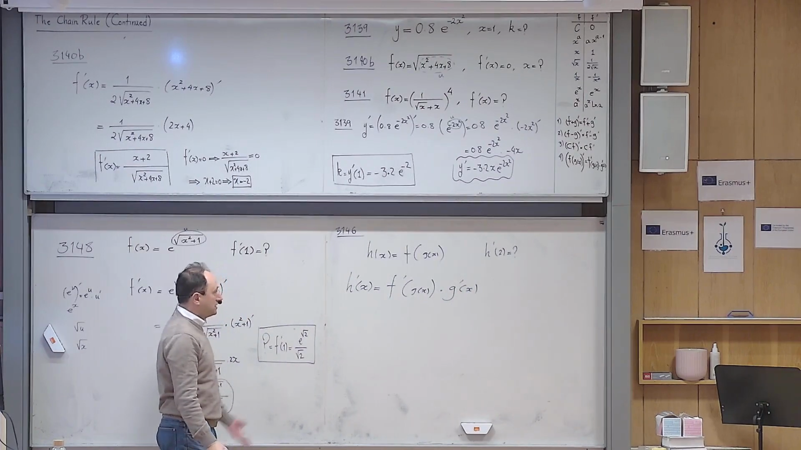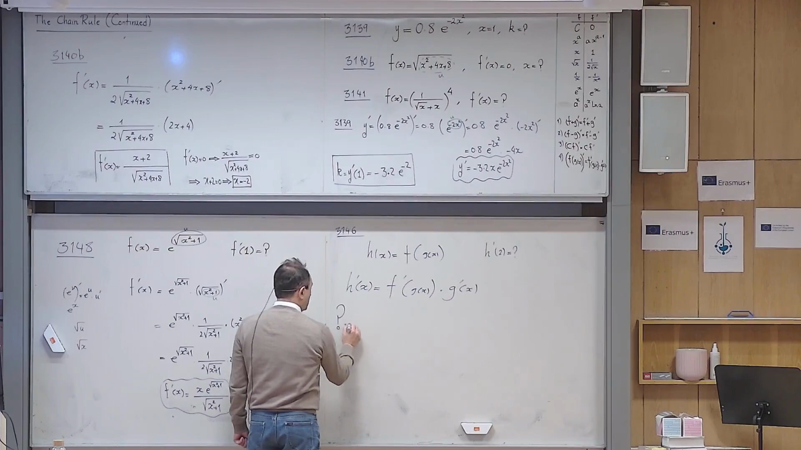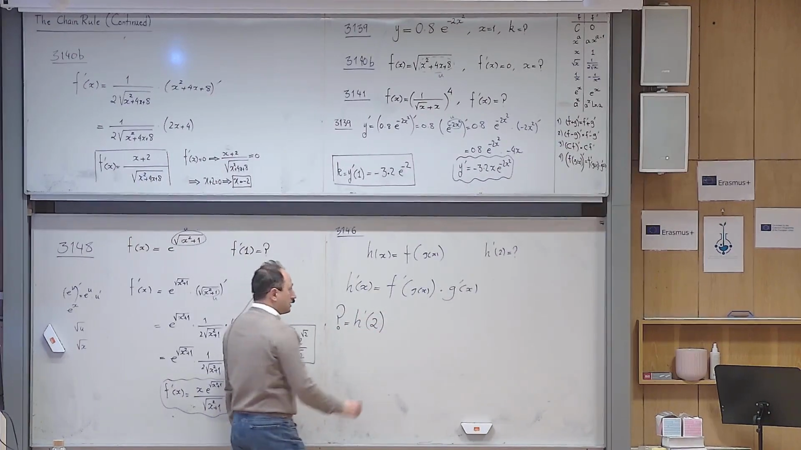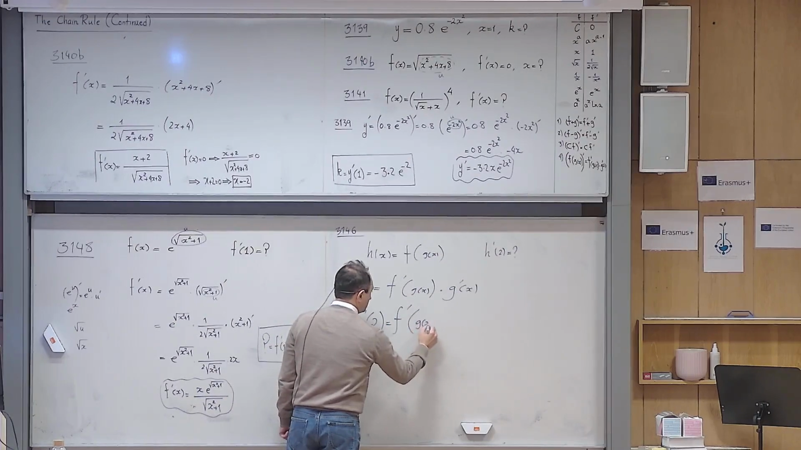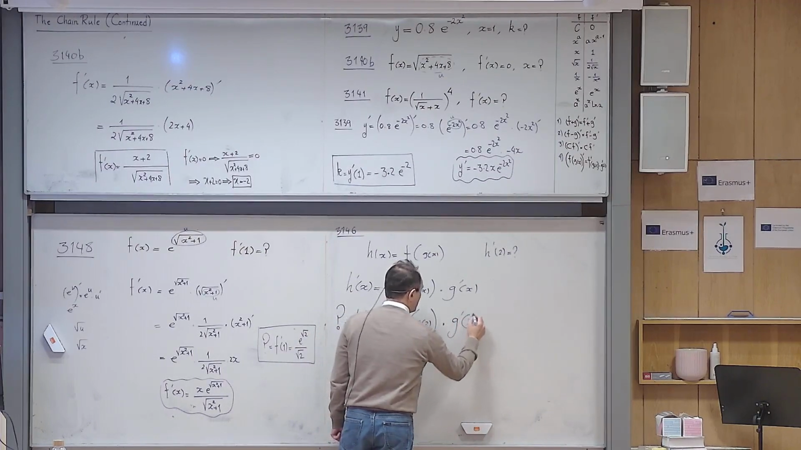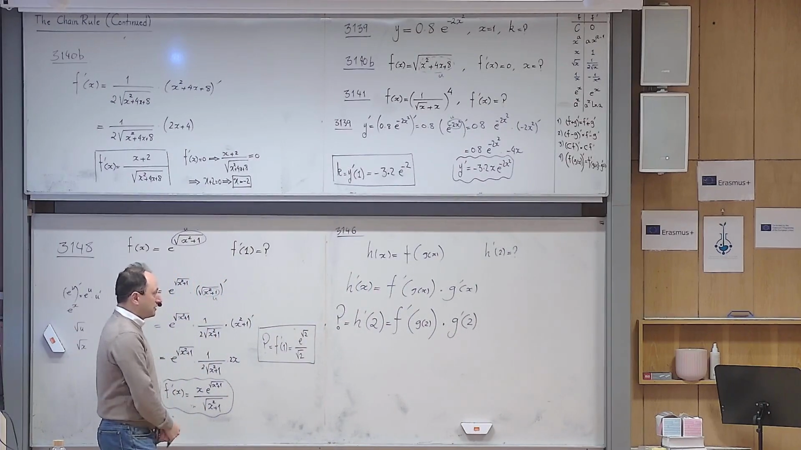Actually, it's nothing. Yes, I did just as the formula. But now the question mark is h prime of 2. So it means that I have to replace every appearance of x with 2. And that's it. The problem is not that hard, by the way. The second one is more interesting.